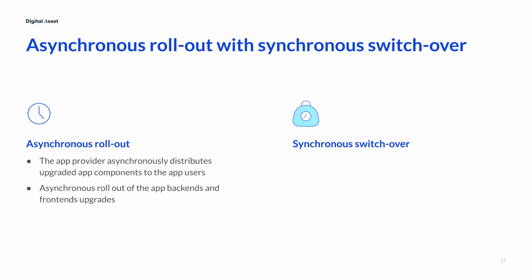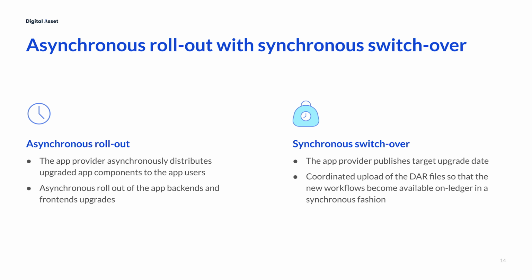The app provider and the app users asynchronously roll out upgraded backends and frontends and audit upgraded DAR packages. Then the app provider publishes a target upgrade date when they expect app users to have deployed the upgrade and when they expect to decommission version 1. Close to the target upgrade date, the app provider and the app users upload the DAR files in a coordinated fashion so that the new workflows become available on Ledger synchronously as of the target upgrade date.